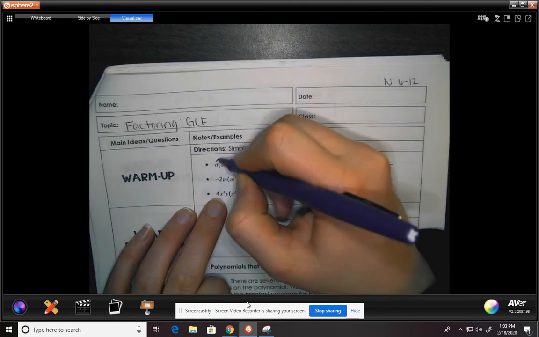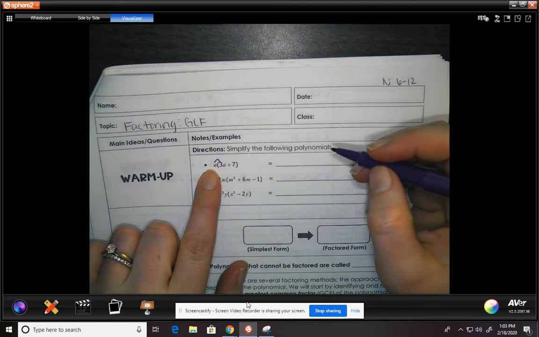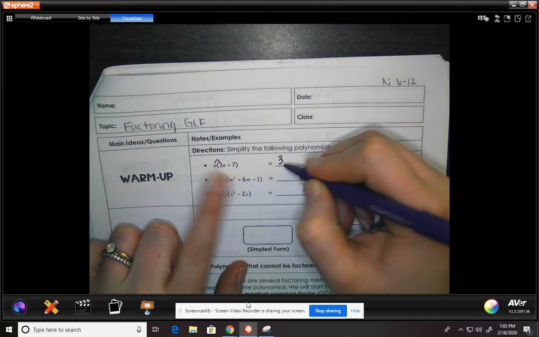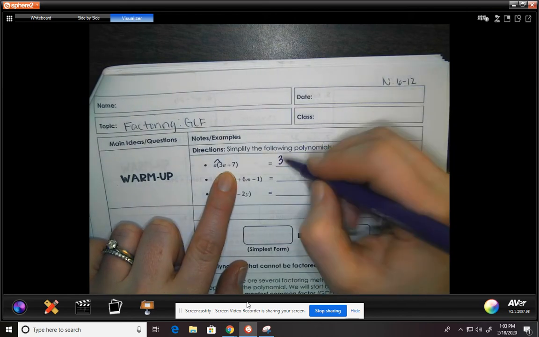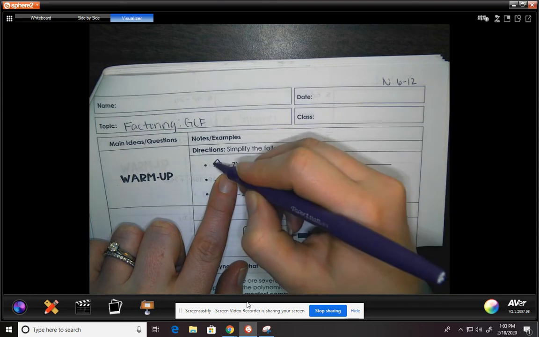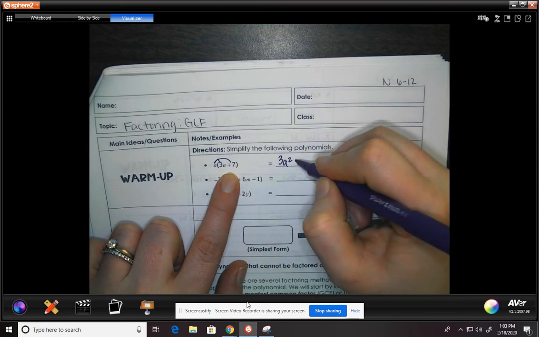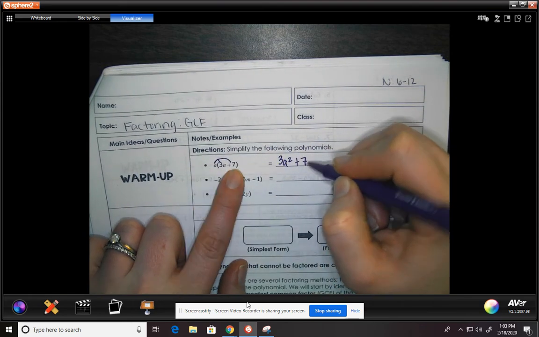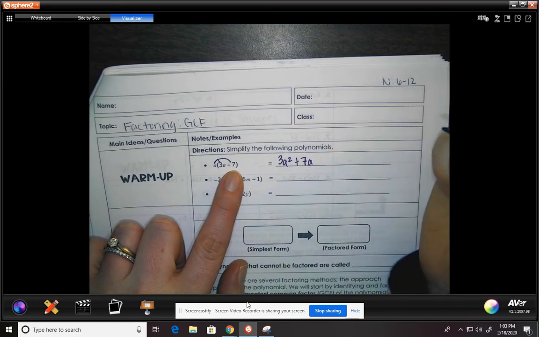When you do a times 3a, you multiply coefficients. So 1 times 3 is 3. And you add exponents. So 1 plus 1 would give me a squared. And then I do a times 7. So 1 times 7 is 7. And then a with no a's just makes an a.